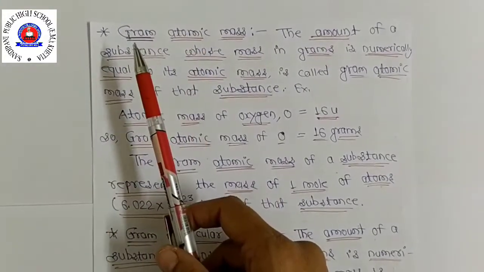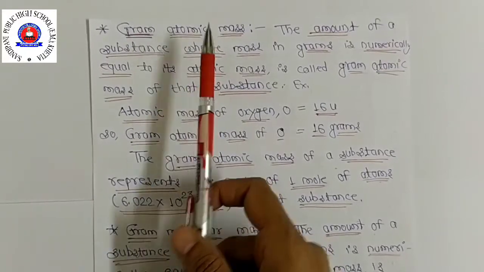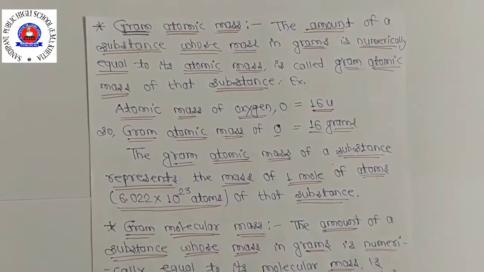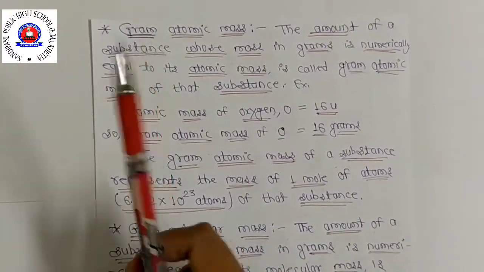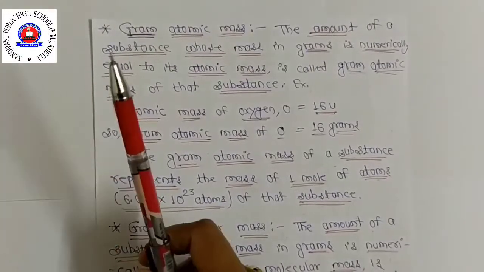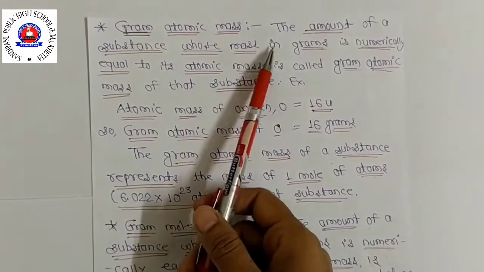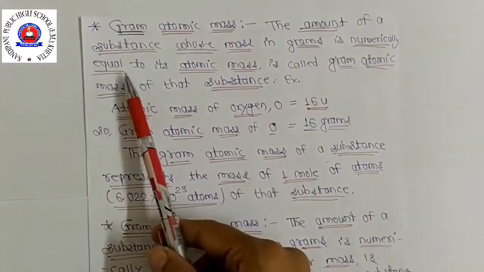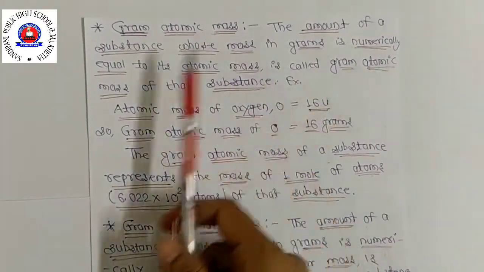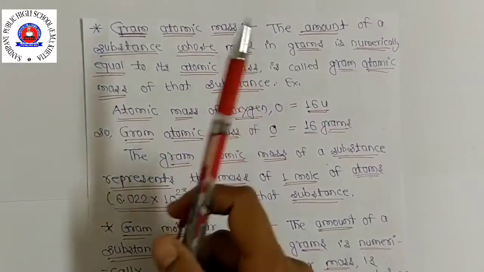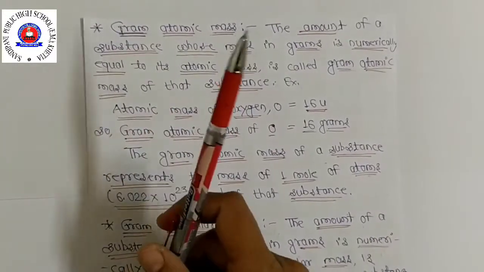So in order to understand the mole concept, we should first know the meaning of the terms gram atomic mass and gram molecular mass. Let us discuss these two terms first. Gram is the common unit of mass and its symbol is g. Clear this one? The amount of a substance whose mass in grams is numerically equal to its atomic mass is called the gram atomic mass of that substance. In other words, the atomic mass of a substance expressed in grams is called its gram atomic mass.